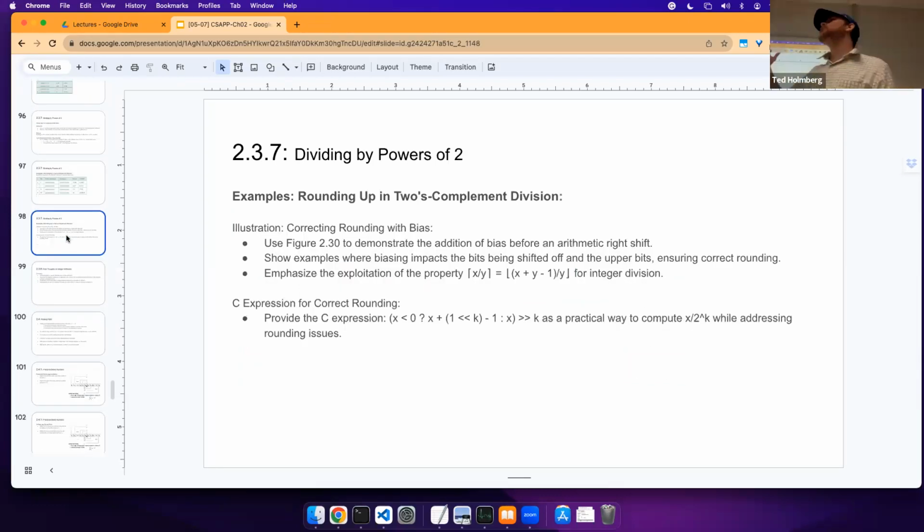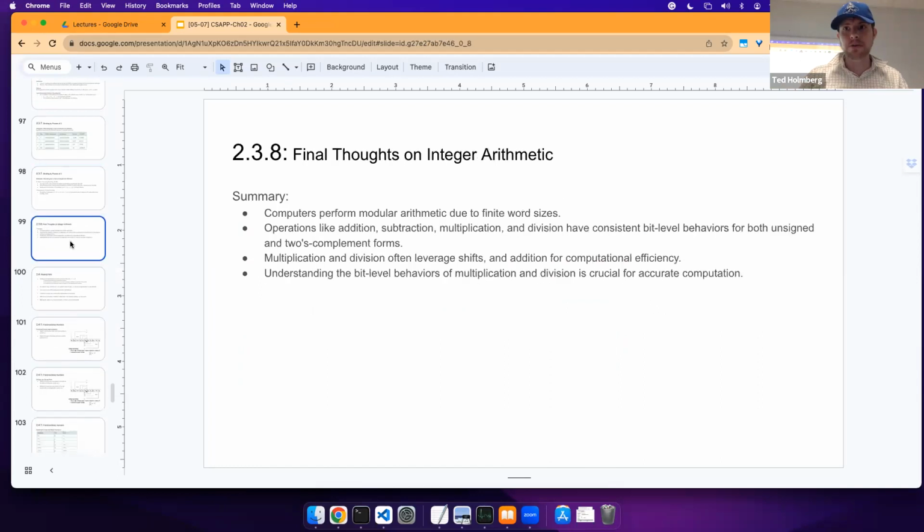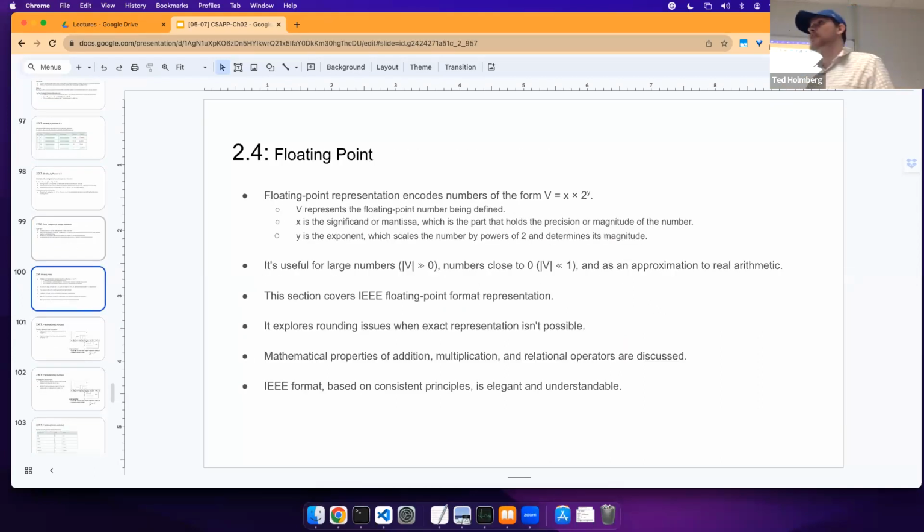So just know that there's a little extra logic that has to be implemented for our division to work when it's a signed number. And I think for the most part, that's it. We're finished with the integer arithmetic. We'll follow up with floating point logic next class.